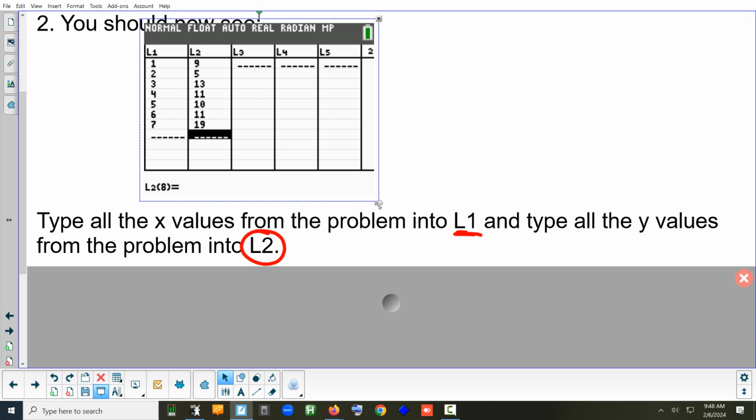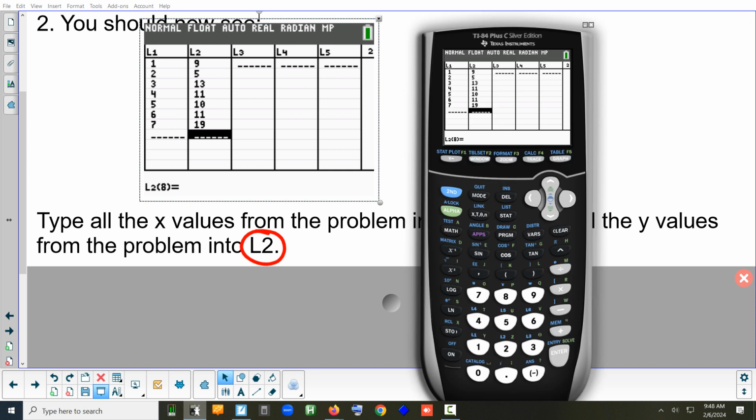Okay, so now the last thing is we need to tell the calculator what we want it to do. We want the calculator to tell us the slope, and we want the calculator to tell us the y-intercept of the line that goes through those points. All right, so let me show you guys, just watch what I'm doing. You guys don't have to do this.